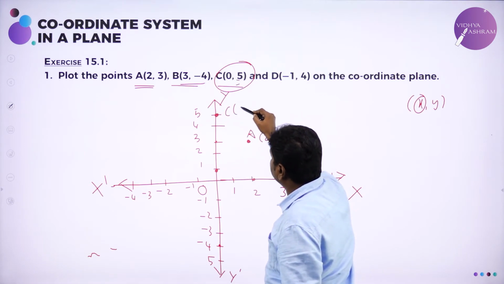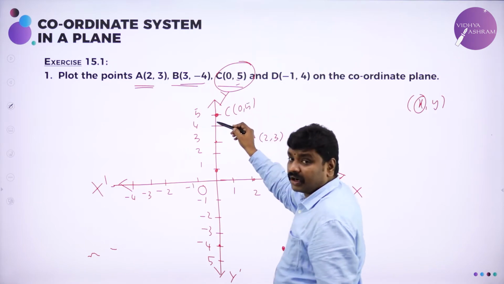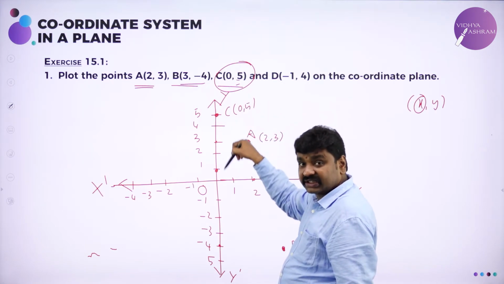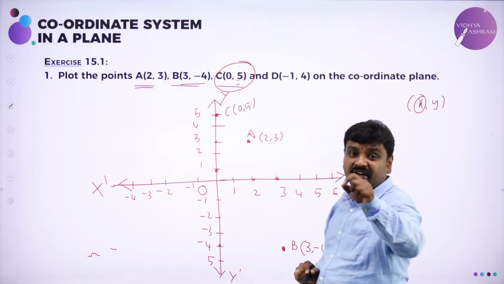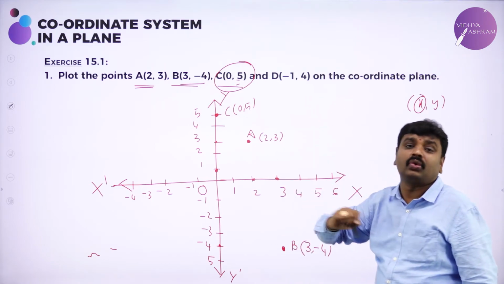We call this C. C is what? 0, 5. 0, 5 is a point on which axis? Y axis. How can I decide it is on the y axis? Because its x value is 0.